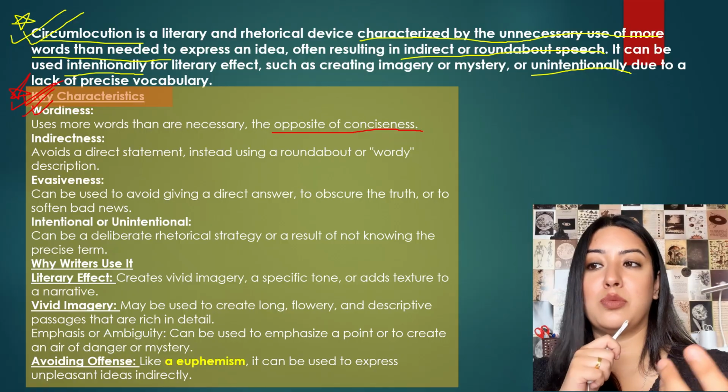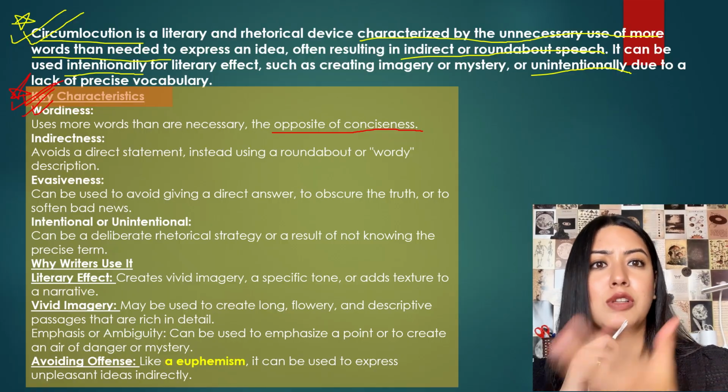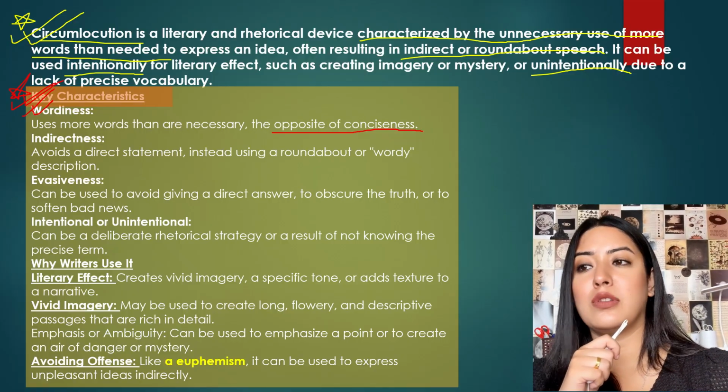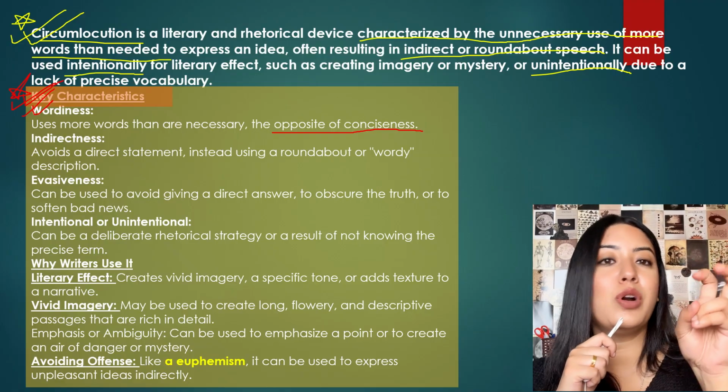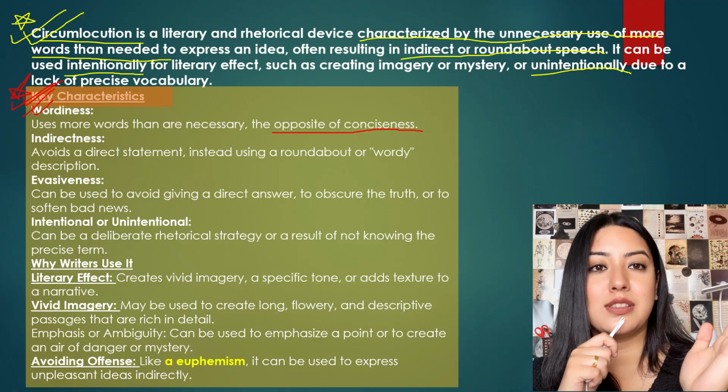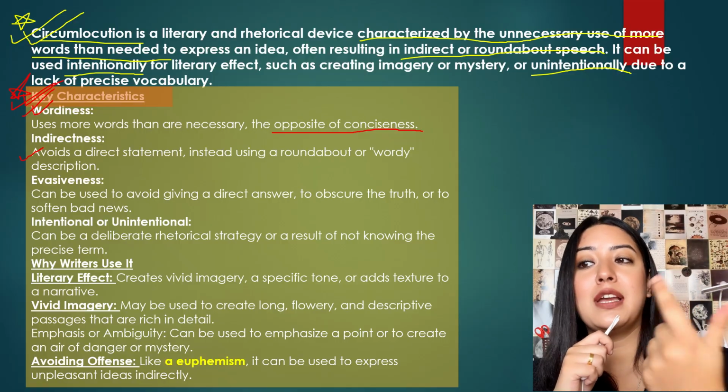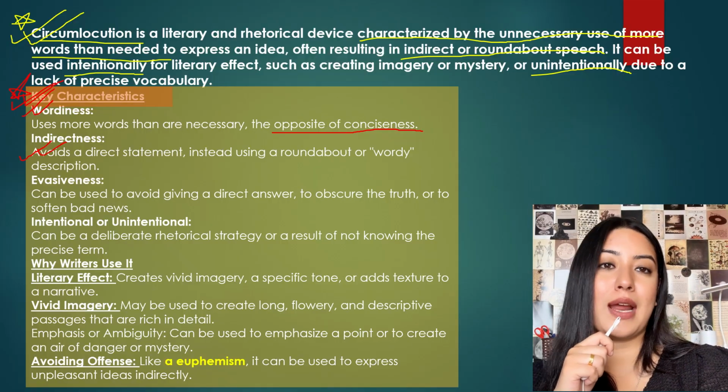You're beating about the bush. Of course, it's indirect. You're not saying anything directly, you're just beating around the bush. So it avoids a direct statement, instead using a roundabout or wordy description, unnecessary words. Evasiveness can be used to avoid giving a direct answer.